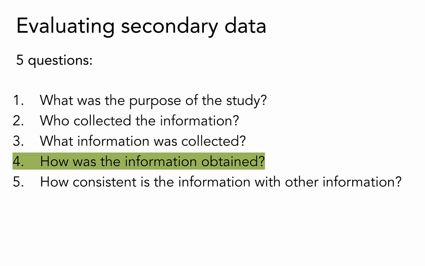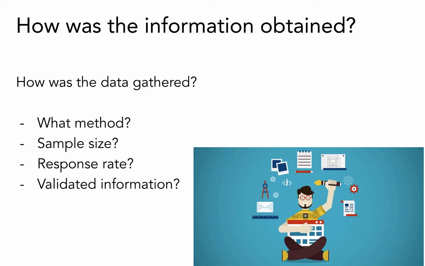Next question is, how was the information obtained? And again, the rule of transparency is very important here. How was the information collected? What was the method they used? What was the sample size? And also, how much non-response was part of that sample size? What was the response rate? Was the information validated by any external entity, such as was it peer-reviewed? Was there any quality control, and so on? Overall, the more transparency, the better.